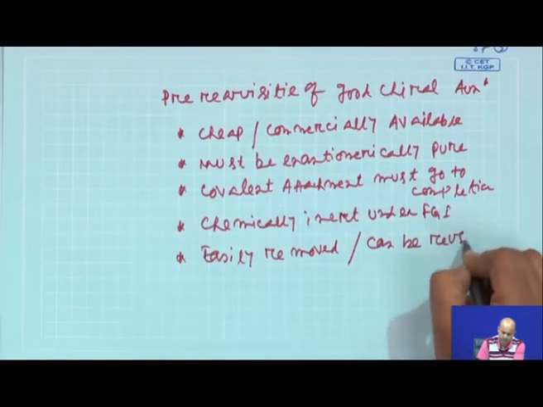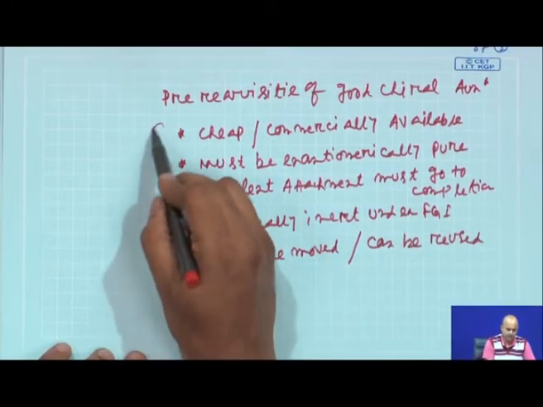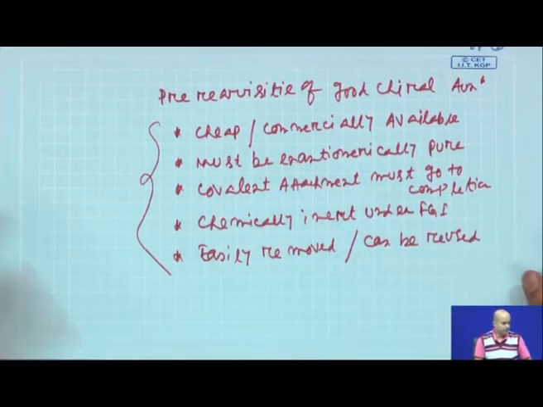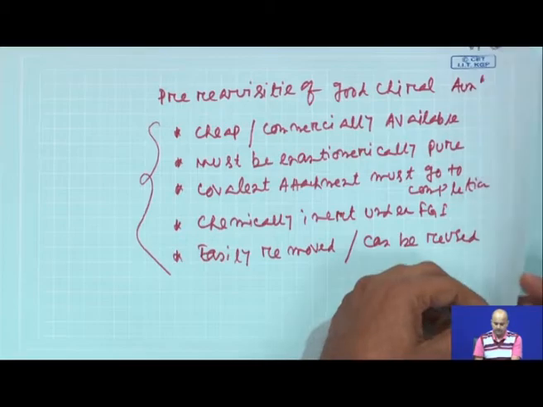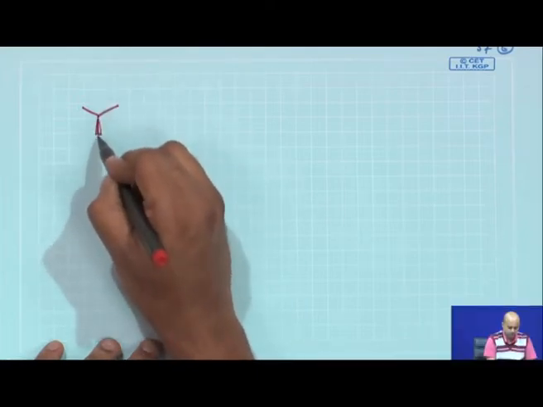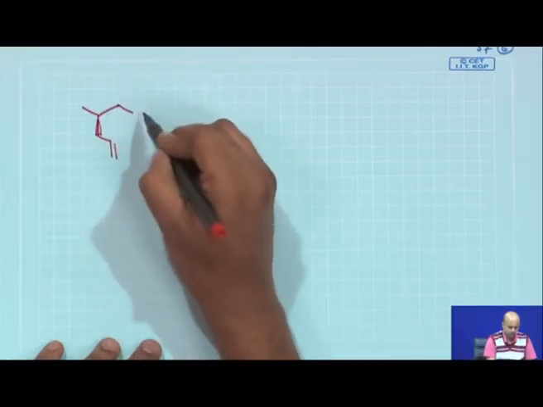So, these are the main 5 criteria which we also discussed for the CDA. Your auxiliary should fulfill these criteria. Now, next we will take an example and try to formulate how this auxiliary is helping. We will be trying to synthesize this compound.